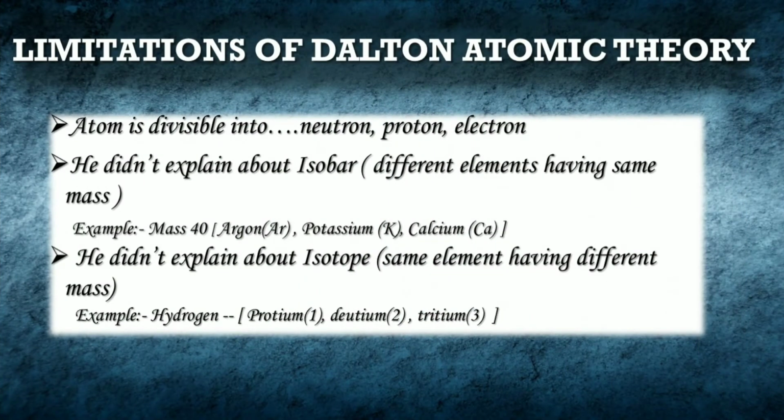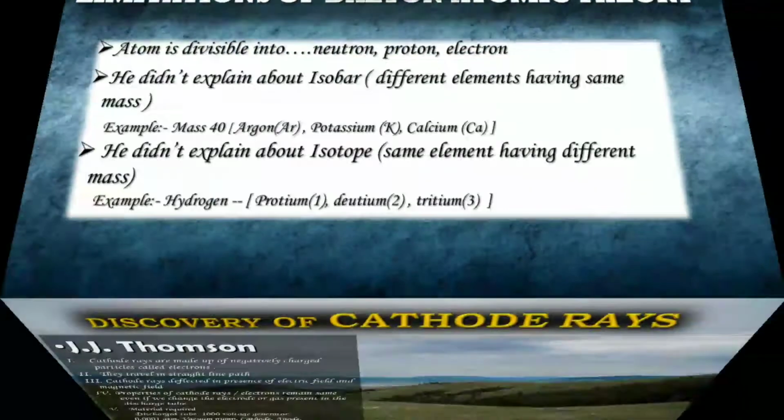Now we will discuss the limitations of Dalton's atomic theory. An atom is divisible into neutron, proton, and electron. That's why we cannot say the atom is the smallest particle. He didn't explain isobars, different elements having the same mass. For example, argon, potassium, and calcium are three different elements having a mass of 40. He didn't explain isotopes, the same element having different masses. Hydrogen is further categorized into protium, deuterium, and tritium having different masses, i.e. 1, 2, 3, but the element is the same.